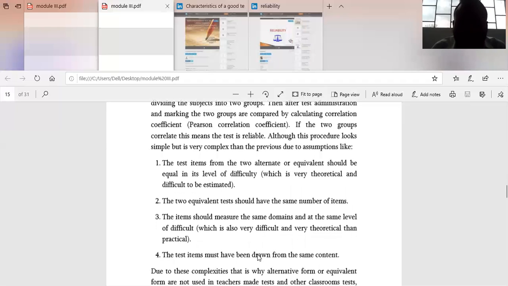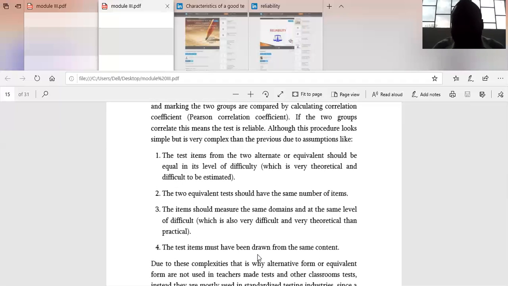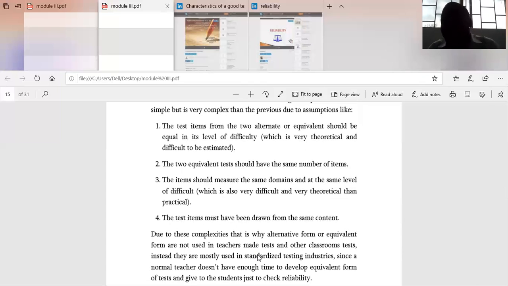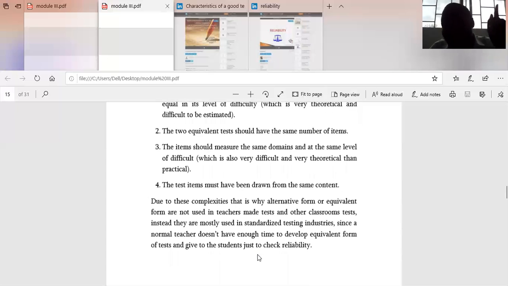Another thing to challenge that approach: the two equivalent tests should have the same number of items. That's another thing to consider. If it is 25 questions, make sure that the other test is also 25 questions. Another thing to consider is that the items should measure the same domain at the same level of difficulty. As I already mentioned, the same domain and the same level of difficulty. If you are concentrating on cognitive and measuring knowledge, make sure that it is knowledge in both question papers. And the tests must have been drawn from the same content. If question number one is on the solar system, make sure that question number one in paper two is also from the solar system. Don't mix them.